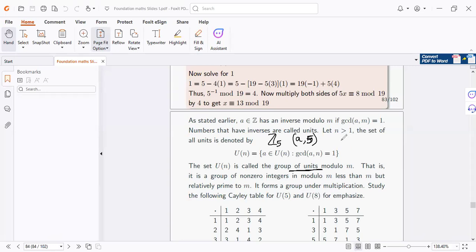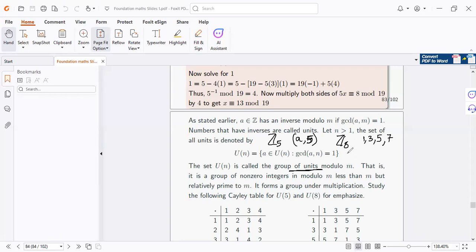For instance, if I'm talking of Z8, what are the units of Z8? Those are elements which are relatively prime to 8, and those include 1, 3, 5, and 7. They must be less than 8. Units of 8 are elements less than 8 which are relatively prime to 8.